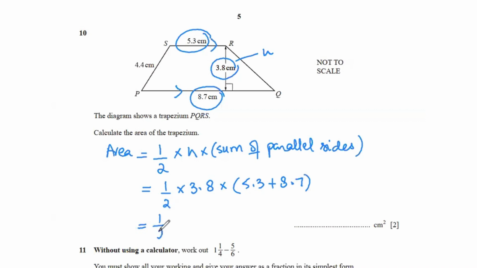So that's going to be 1 over 2 times 3.8 times, 5.3 plus 8.7 is going to be 14. 2 ones are 2, 2 sevens are 14. So 3.8 times 7 is going to give us 26.6 centimeters squared. That's the area.